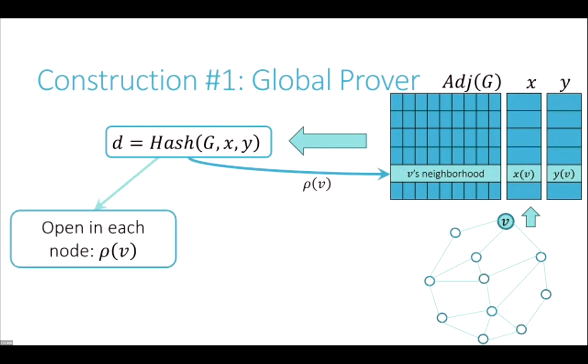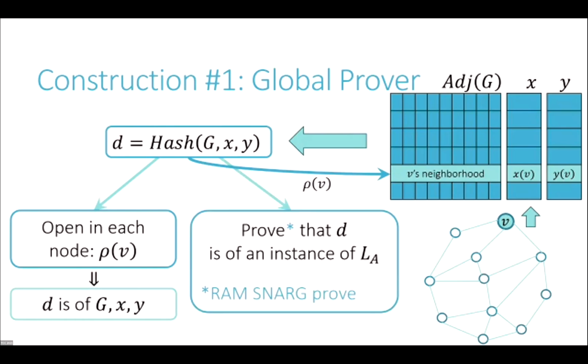First, we can, for each node, open this hash to that node's information. And if we do that for all nodes, together this proves that this hash value is of the current network. And the second thing we can do is prove in a way that that hash value is of an instance of LA, the language of the algorithm. Now, when I say prove in a way, I mean RAM SNARKs, and this is a kind of a subtle notion. I'm not getting into this, but this has an asterisk on it.